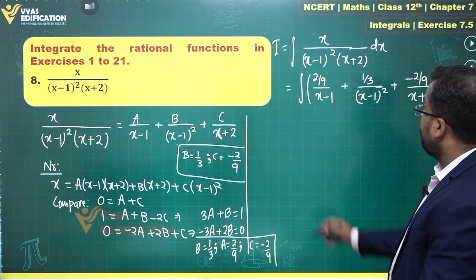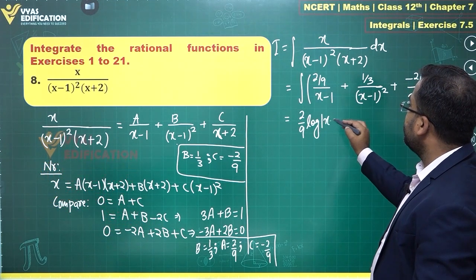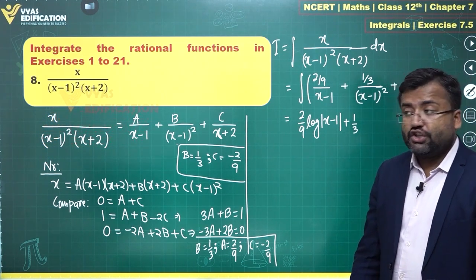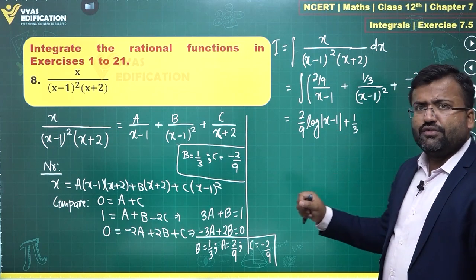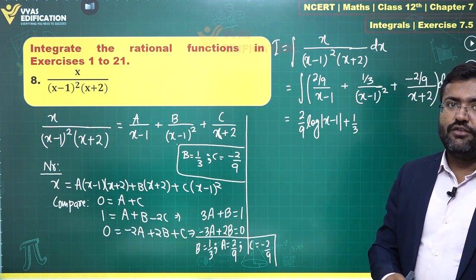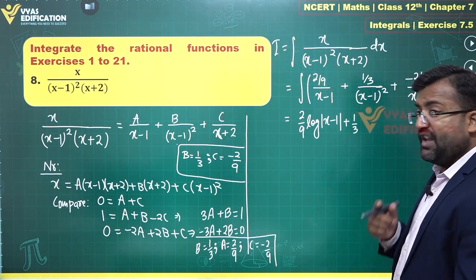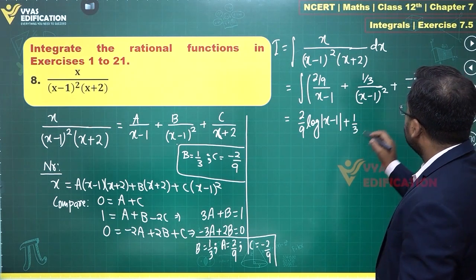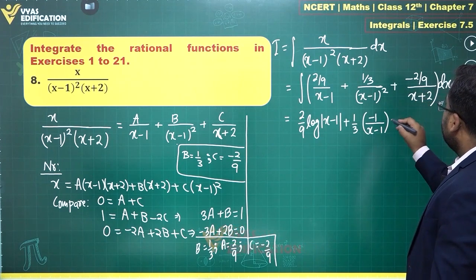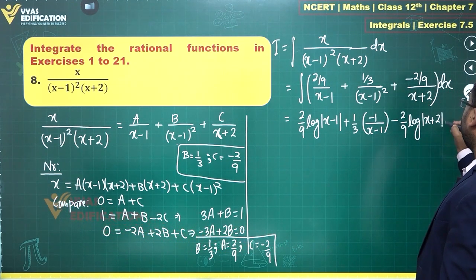Is that okay? Yes. So this is 2 by 9 log modulus x minus 1 plus 1 by 3 times the integral of dx upon x minus 1 square. Okay, we have to divide with the coefficient of x. The coefficient of x is 1, that's not an issue. Here you have 1 upon x square kind of thing, right? So the integral will be equal to x power minus 1 upon minus 1, which is 1 upon x with a minus. This is minus 1 upon x, right? So what you'll get is minus 1 upon x minus 1 as the integral of this. This is minus 2 by 9. Integral of this will be log of modulus x plus 2 plus a constant term.